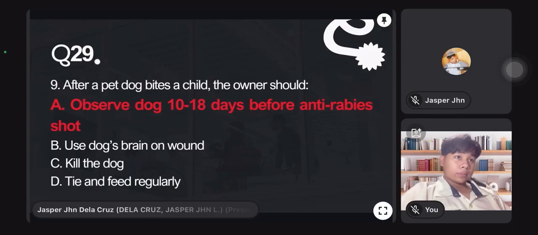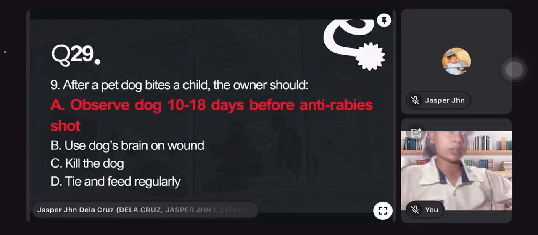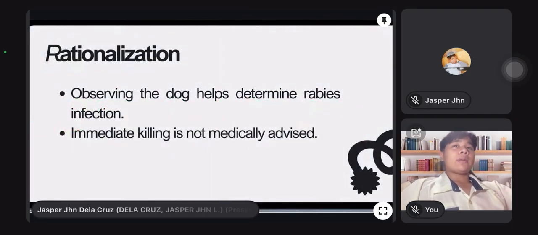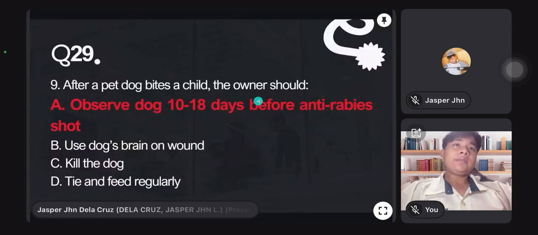So, why are the others incorrect? Letter B, this is unsafe and unscientific. And letter C, kill the dog. No, immediate killing is not advisable. And tie and feed regularly. Of course, feeding does not address the rabies. So, observing the dog helps determine rabies infection, and immediately killing is not medically advised. So, the answer should be letter A.